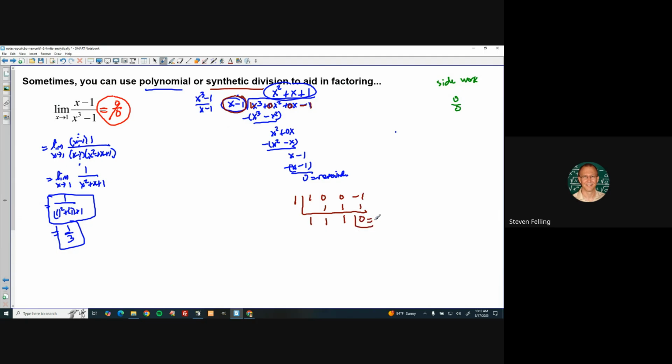This is the remainder out here. This is the 1's place, that's the x place, and that's the x squared place. So that's a much faster way to get this thing that is divided out. All right, so if it's not easy to do regular factoring and you don't have a quadratic, you can try polynomial or synthetic division to aid in that.